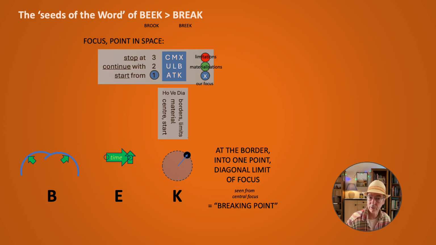And because it starts from your focus, it's at the limit of your focus, at the border of your focus. So seen from the center of focus, this also has the extra connotation that it is a breaking point, where you can keep your focus together as one point. It's at the limits of keeping your focus as one point, and that's at the borders diagonal. So we have actually the three letters, and they can combine quite easily into one form.